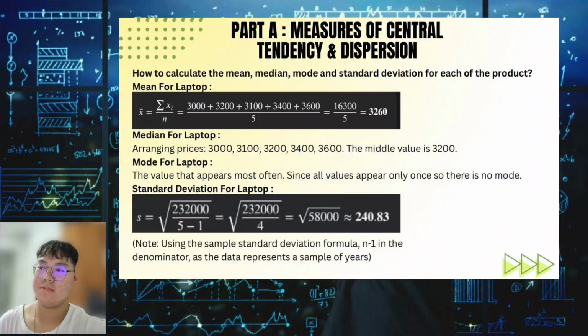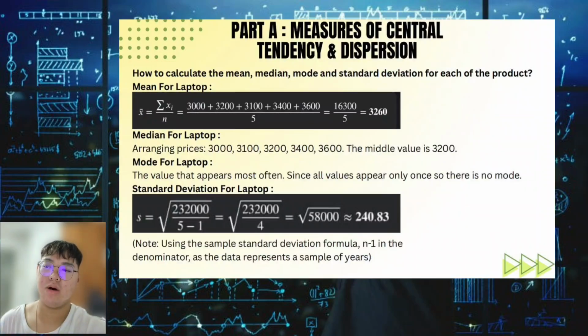Alright, the next slide is about part A, which is measure of central tendency and dispersion. In this slide, I'm going to show you how. So the question is how to calculate the mean, median, mode, and also the standard deviation for each of the products. I have given an example here, which is for the laptop.